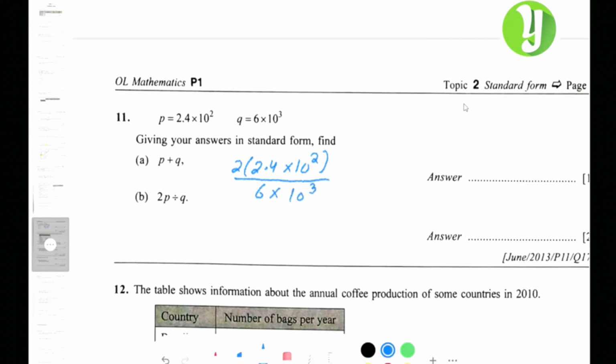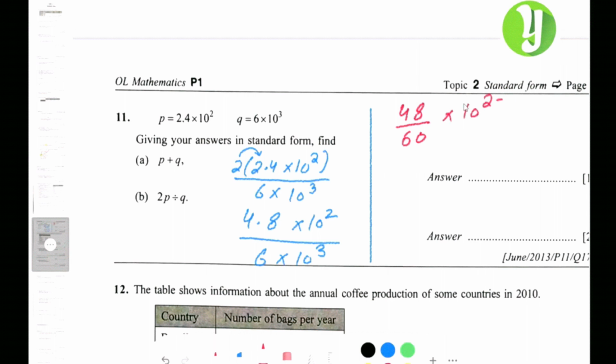Now first of all, just reduce them. 2 ones are 2. Okay, so if I multiply, this will just multiply with the number. So 2 times 2.4 is 4.8 times 10 power of 2 divided by 6 times 10 power of 3. So for removing the decimal, I will remove the decimal from the top, and below, one 0 will increase. It's 48 divided by 60, and in division we subtract the powers. So if I divide 48 by 6, you can use that 2 times table over there. So it's 0.8 times 10 power of minus 1.